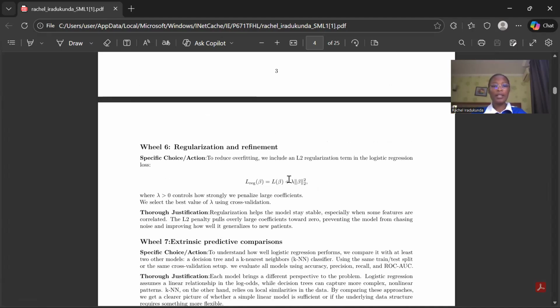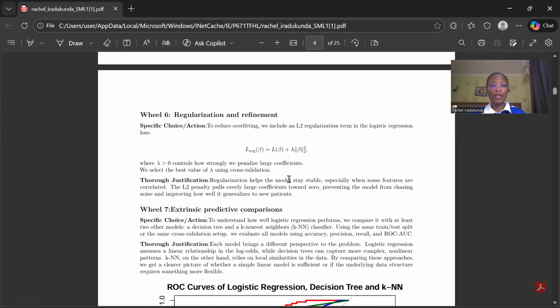Rule number 6 is regularization. This is how to reduce the overfitting. To reduce overfitting, we use regularization, where we calculate the regularization of parameters using this formula. As you see, this is the parameter lambda. This parameter lambda shows how we penalize the large coefficients. We select the best value by using this lambda.